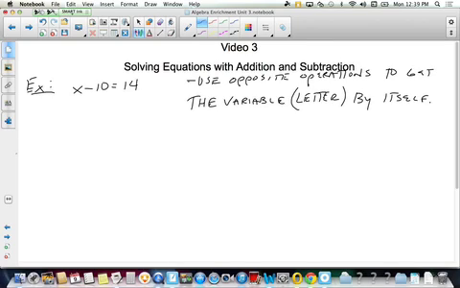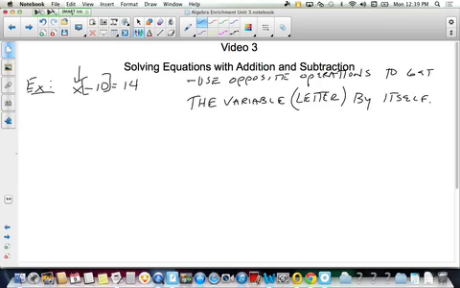So the first thing we're going to do is identify the variable. The variable is the x here. We want to get that by itself. So what's with the x? The negative 10 is what's with the x. I want to get rid of that.